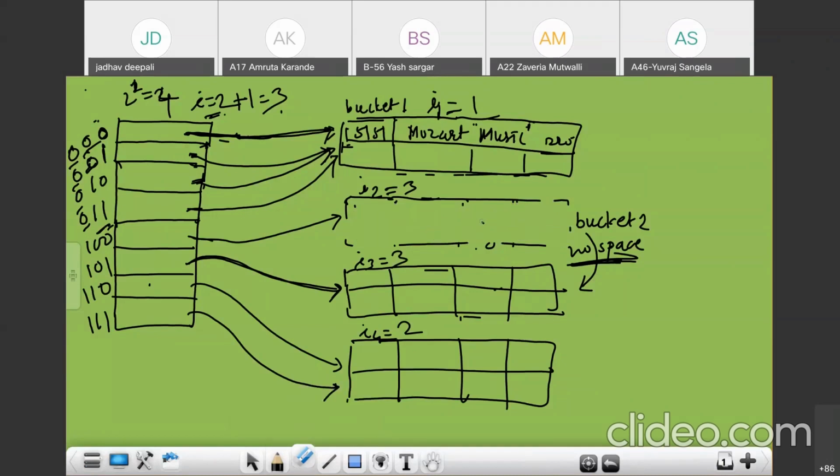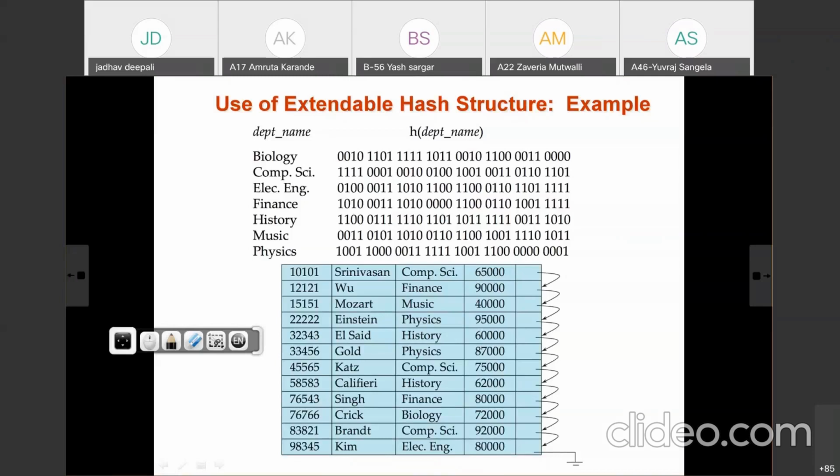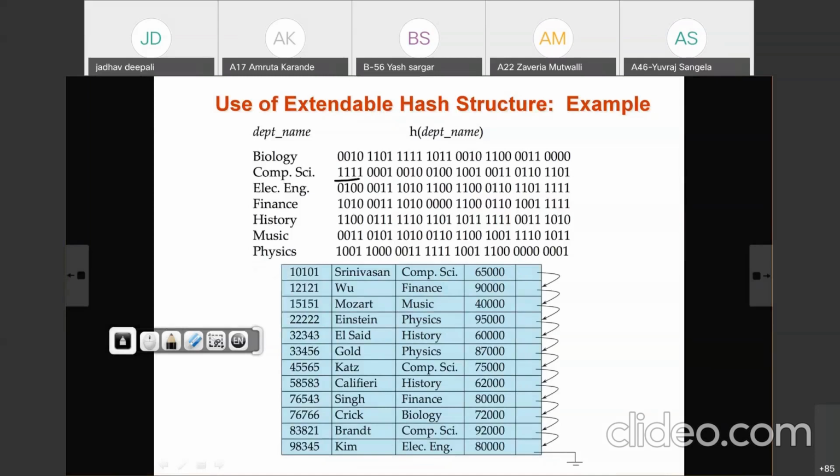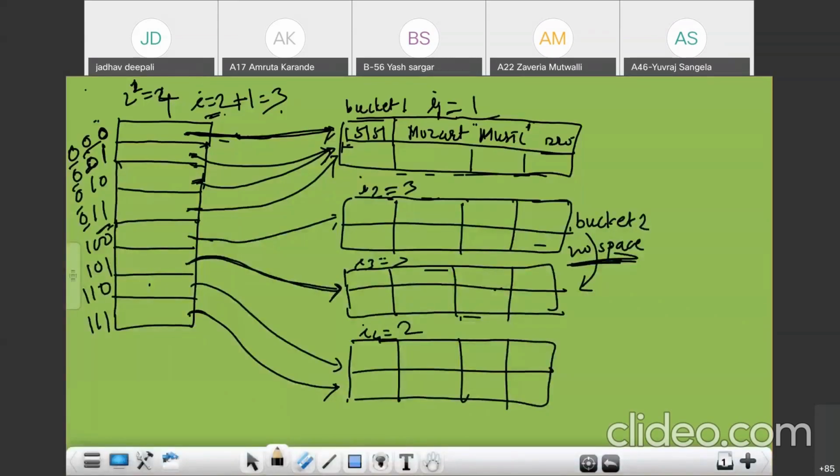First one, music, which starts with 0, so we are not going to touch it. Now the table. First, computer science, Srinivasan. Now we are going to consider the first 3 bits. For computer science, what are the first 3 bits? 1, 1, 1. Follow the pointer to this bucket. So Srinivasan, computer science, 10101, some salary.